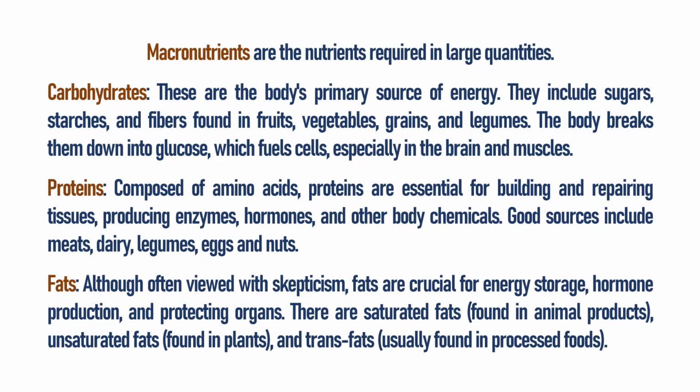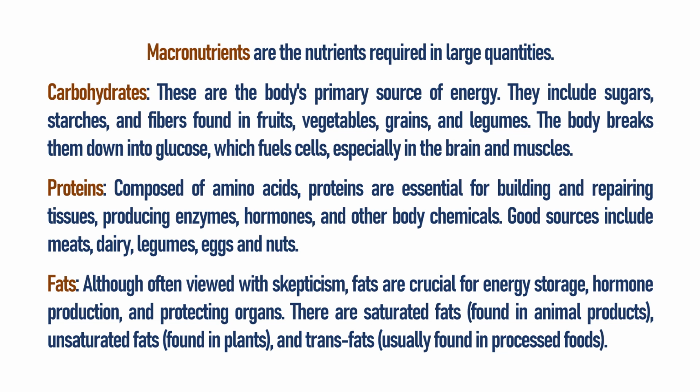Macronutrients are the nutrients required in large quantities. Carbohydrates are the body's primary source of energy. They include sugars, starches, and fibers found in fruits, vegetables, grains, and legumes. The body breaks them down into glucose, which fuels cells, especially in the brain and muscles.